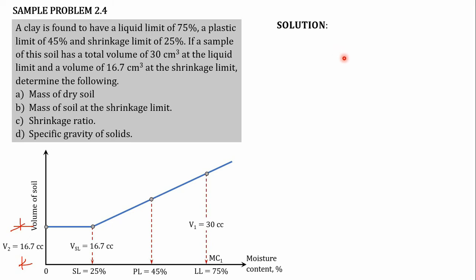Using this formula, class, shrinkage limit is equal to M1 minus M2 divided by M2, minus V1 minus V2 divided by M2 times density of water. Using this formula, how do we get our M2? Our target here, class, is to solve M2. How to solve this one?